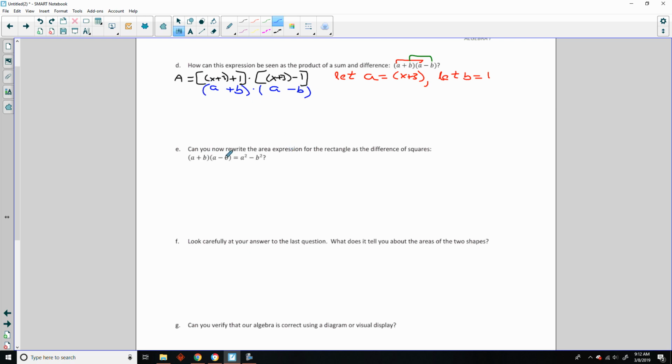So since A plus B times A minus B is A squared minus B squared, I know that A is x plus 3, so now I'm going to just substitute in my A for this A squared. I'm going to say, okay, well, A is x plus 3, so therefore I'm going to square it, and minus B squared. Well, B is 1, minus 1 squared.